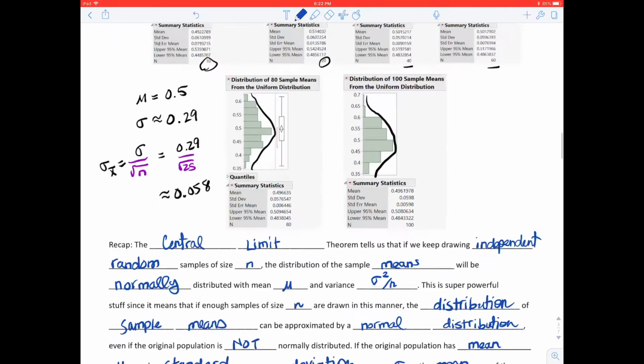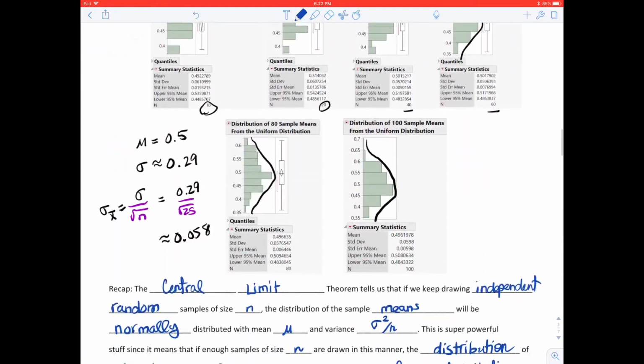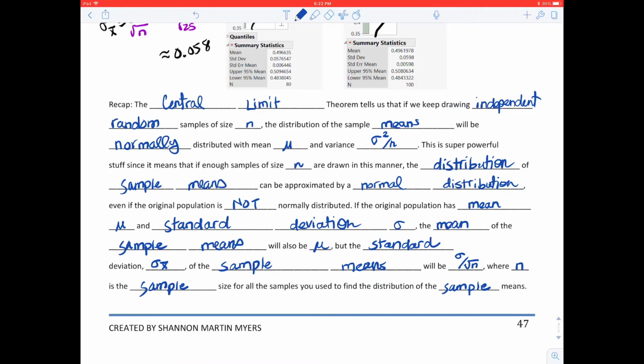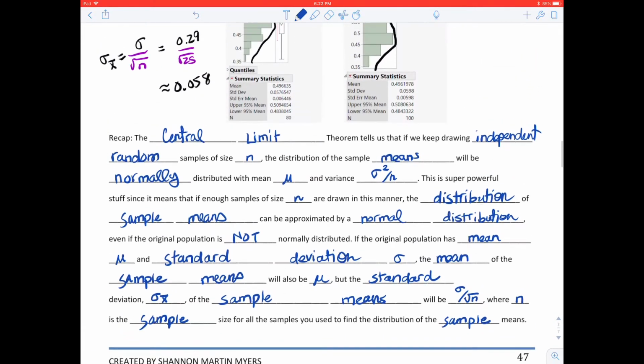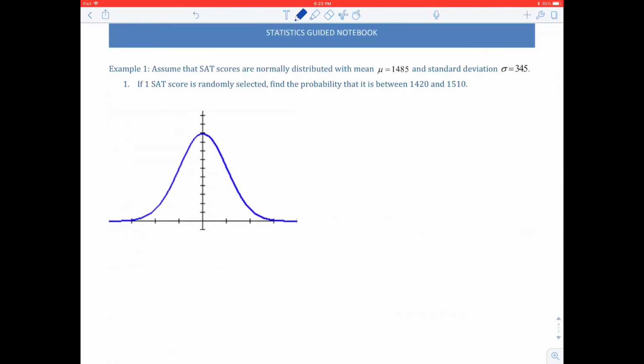So in this example, we used a sample size of 20. We got 100 such samples of size 20. Then we ended up getting 100 sample means, all right? And so our sample means will be distributed normally with mean mu, the same one you started with in the original distribution, and the standard deviation would be sigma over the square root of n. Groovy? Okay, so let's do a problem.